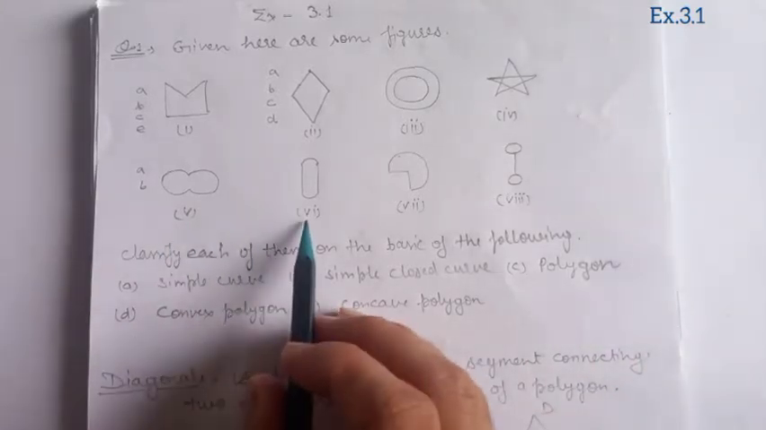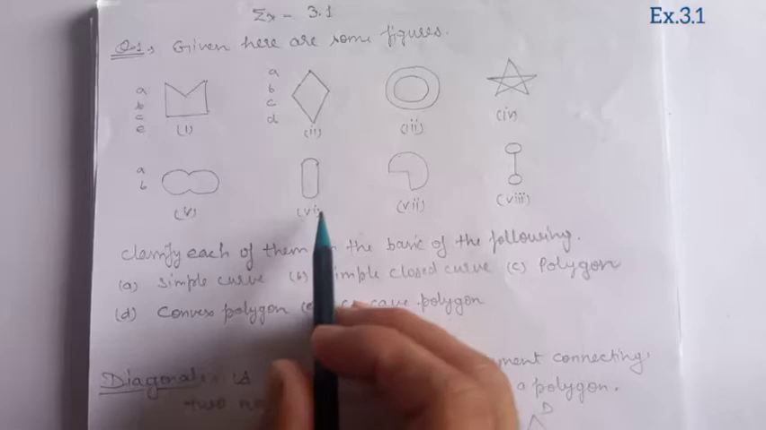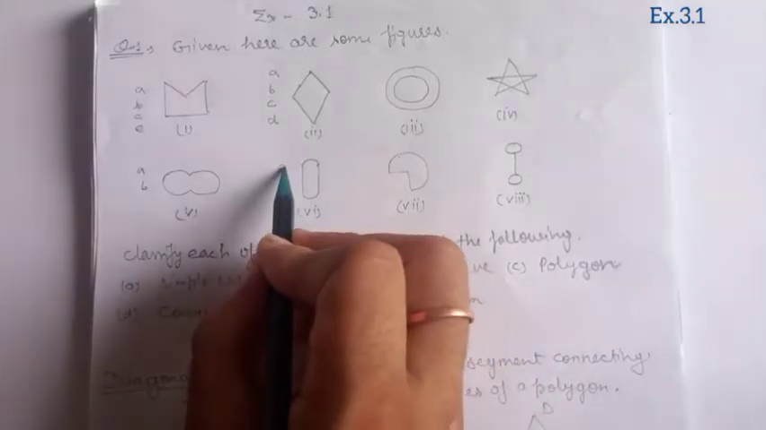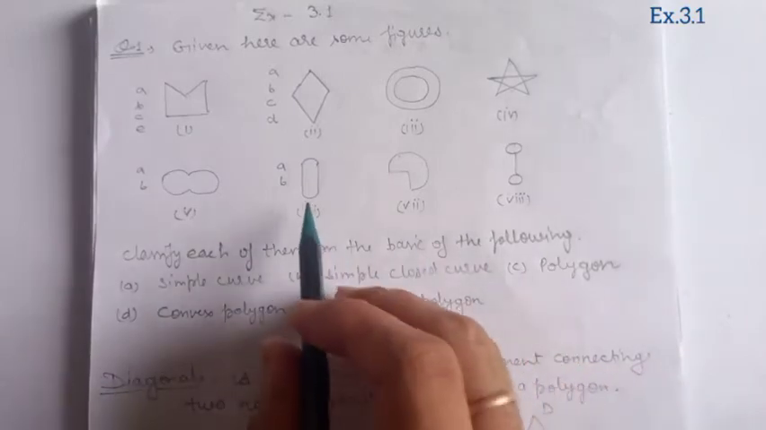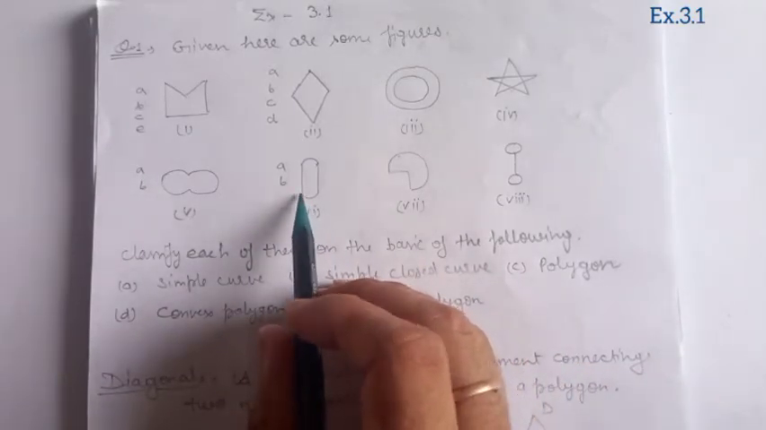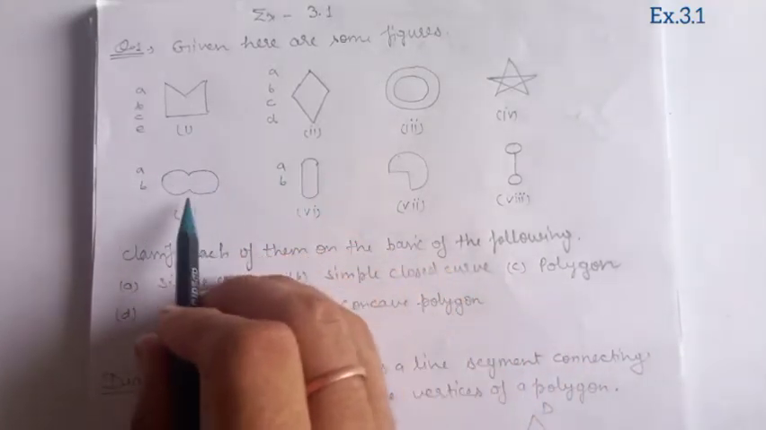So let's move to figure number 6. Here you can see it is a simple curve, yes; a simple closed curve, yes; a polygon, no, because a polygon is made up of line segments. So here is a curved line, and in a similar way here is a curved line.